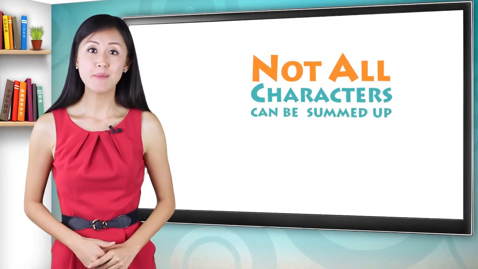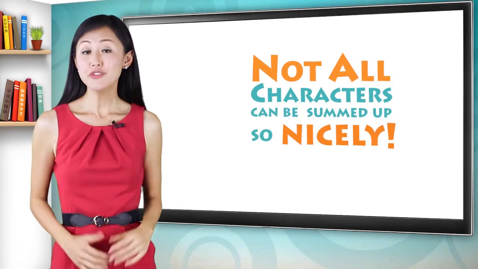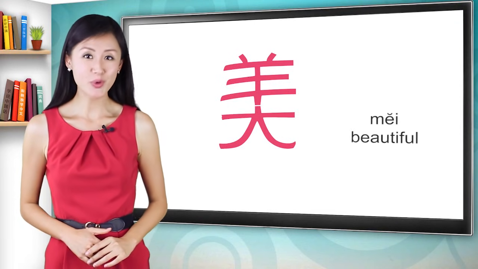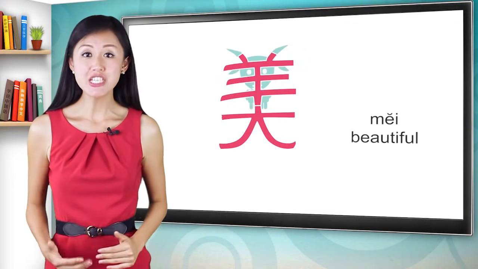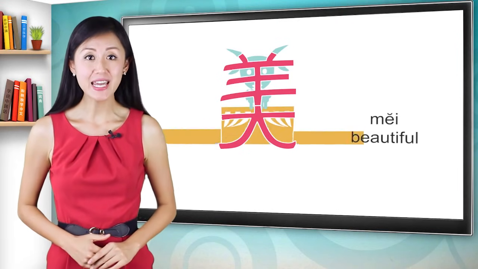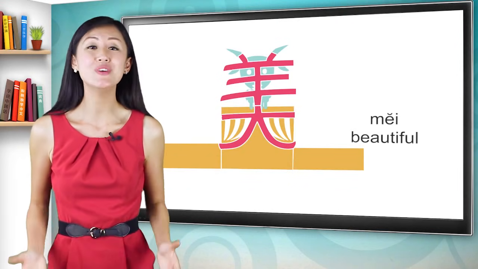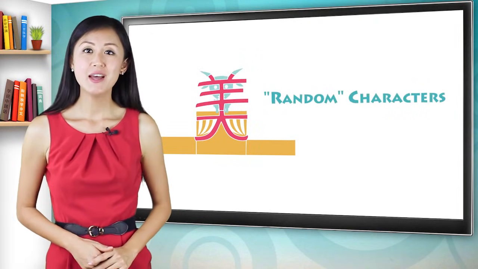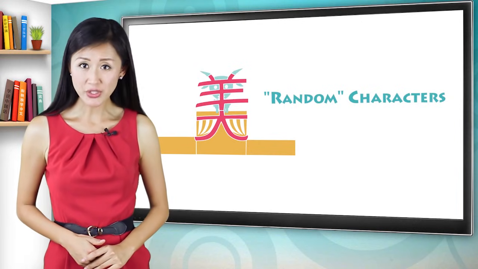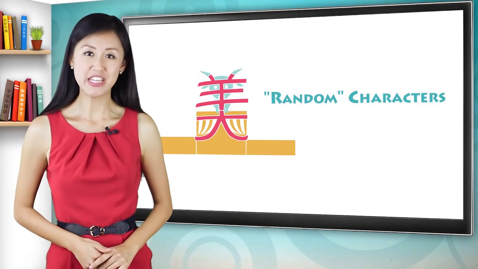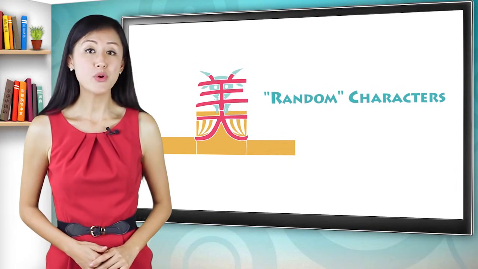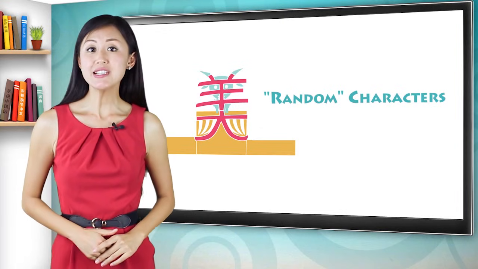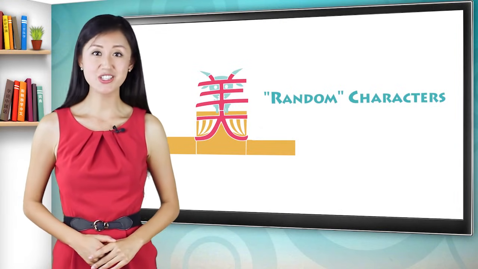Now there's one caveat here that I've mentioned before and I want to repeat again. Not all characters can be summed up so nicely. For example, do you remember the Mei character example that I used before, which means beautiful? It's got the character for sheep on top and the character that means big on the bottom. Why? Who knows? I like to call characters like these random characters, because whatever significance they originally had has been lost over the years. And now they just appear to be more or less random. Well, there's no limit here. Characters like this give you a chance to put your imagination to work.